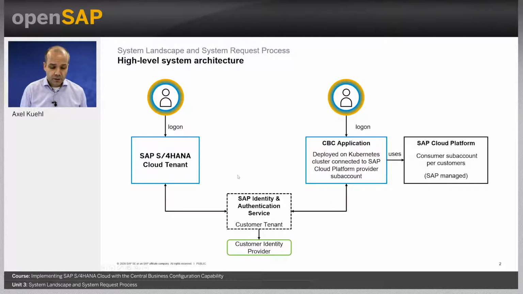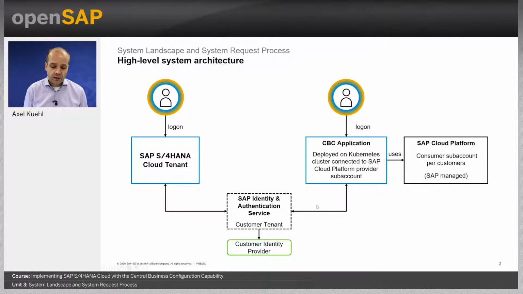On the left-hand side, you see the S/4HANA Cloud tenant, which is connected to the SAP Identity and Authentication Service, as you know it already. On the right-hand side, you see the CBC application, which is connected to the subcloud platform. The subcloud platform we use for several services, especially to integrate the CBC application with other tenants or systems.